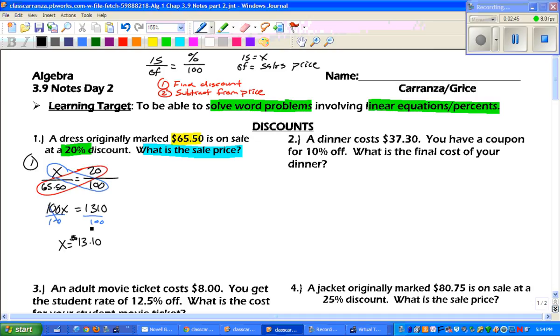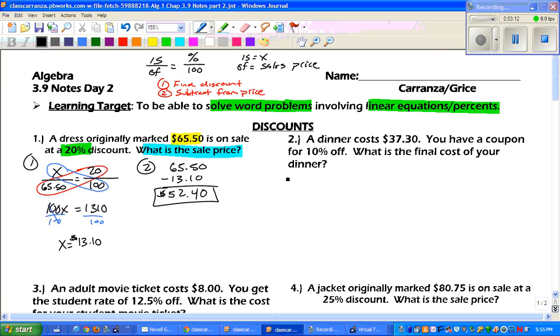Now, the 13.10 is not the sales price. That's step one. Step two is to subtract. So we take the price, $65.50, minus 13.10, and we get $52.40.